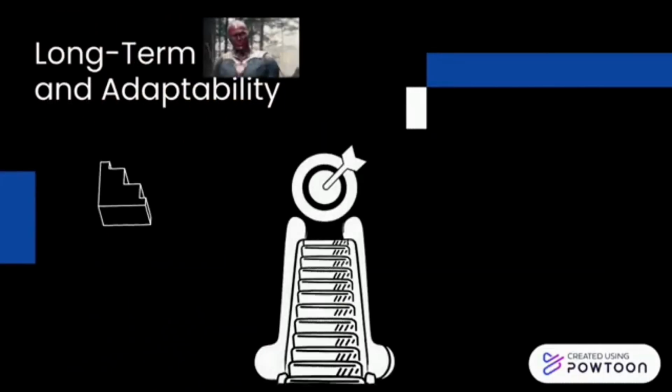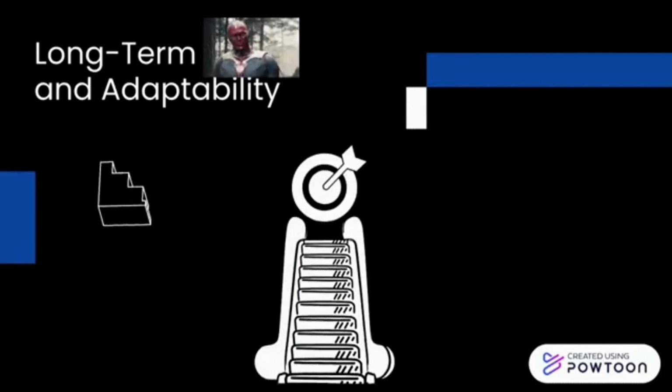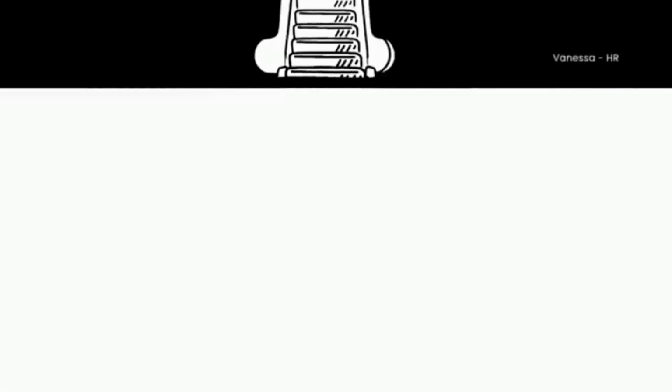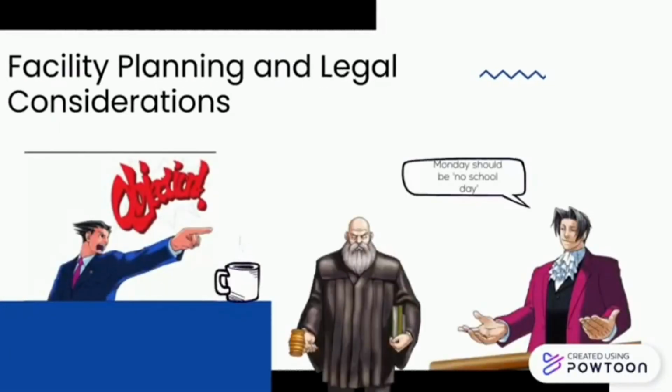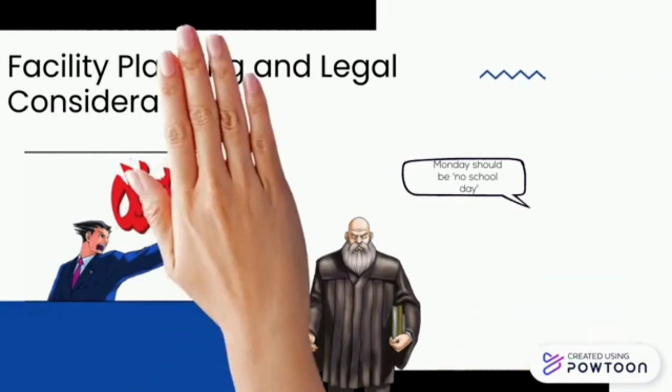Long-term vision and adaptability. Our long-term vision is the destination we aim for, but it's equally important to be adaptable, to navigate unexpected detours and ensure our journey remains relevant and successful. In terms of facility planning, we must carefully choose our resting spots, where we locate our facility, and the legal landscape we navigate. These decisions play a vital role in our journey's success.